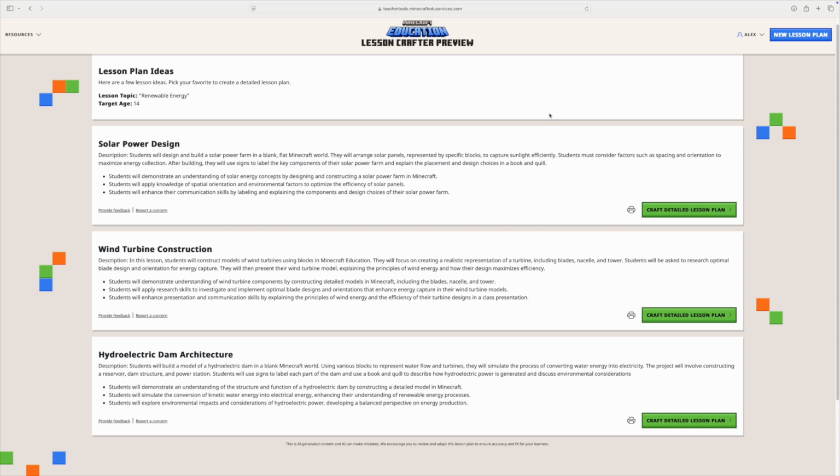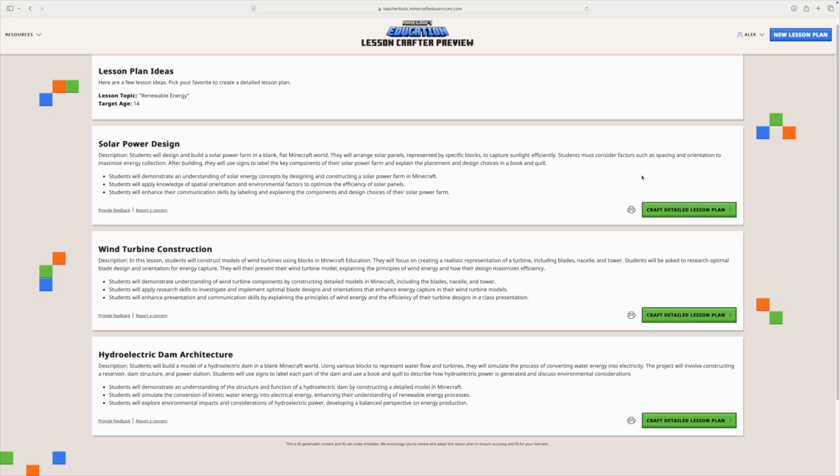All of these are adjusted to the target age curriculum and will be optimized for that as well. Here we can already see the solar power design, wind turbine construction, and the hydroelectric dam architecture. All 3 really interesting topics inside of renewable energy. So let's maybe go towards solar power design.